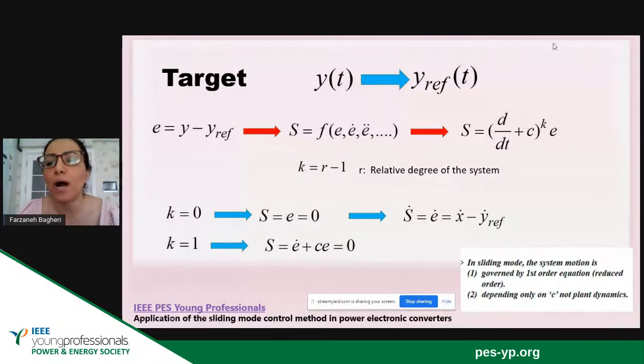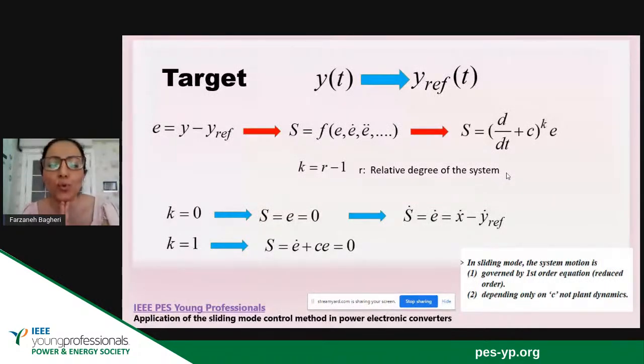K shows the power of this value, and it is equal to r minus 1. R is the relative degree of the system. So it means that in a conventional sliding mode control method, when you want to define the sliding function, you should know the relative degree of the system, and then k should be equal to r minus 1. So what is the value of c? C is the coefficient, positive constant value. We call it the gain of the sliding function or the coefficient of the sliding function.